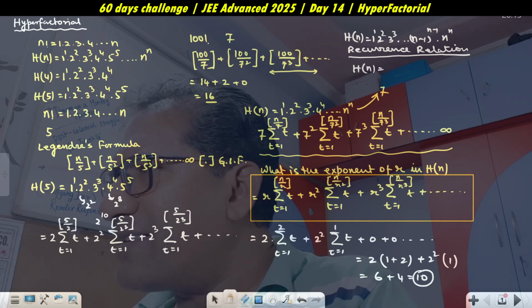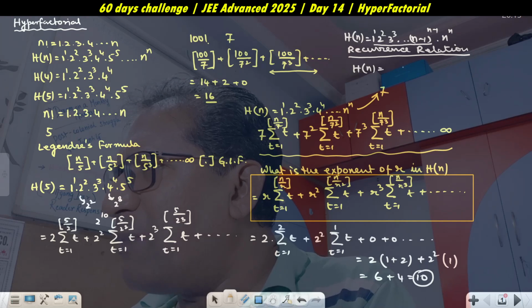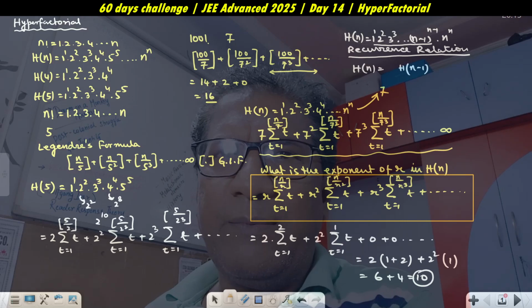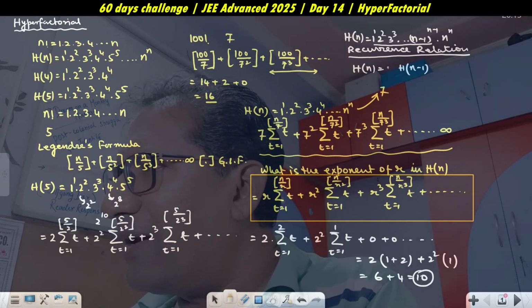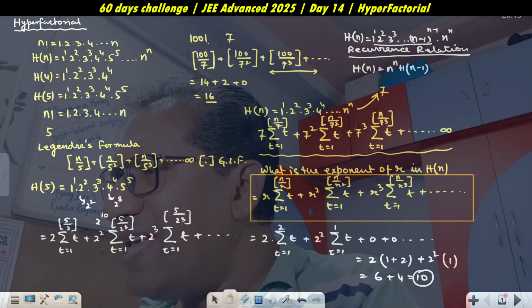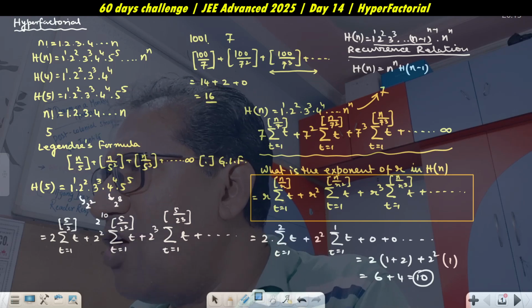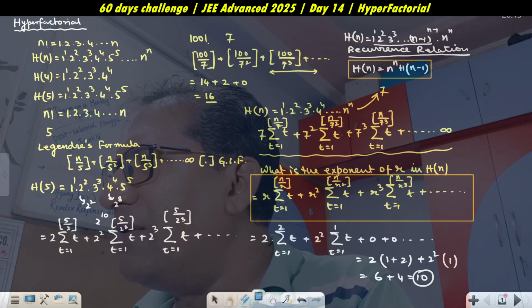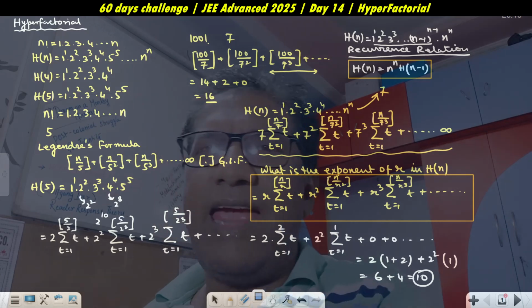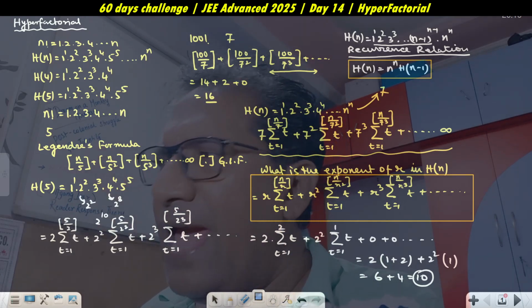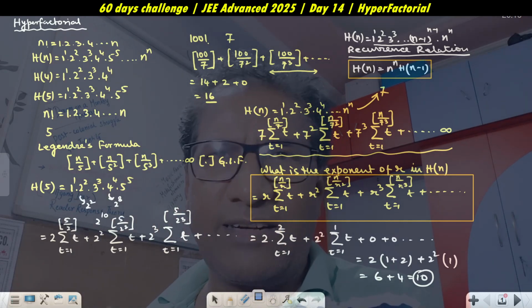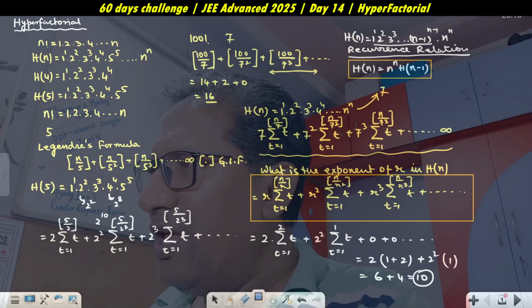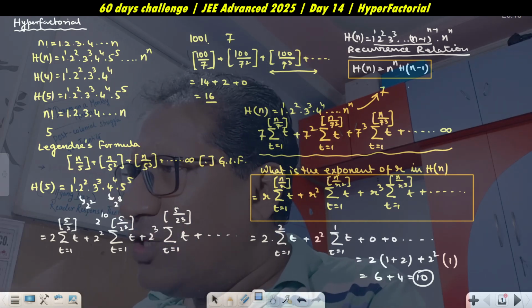Hn can be written as, look at this carefully, this is basically the hyperfactorial of n minus 1, and n to the power n is there. So this is the recurrence relation of hyperfactorial. Hn is n to the power n, Hn minus 1. Is it clear to all? Absolutely. Okay, so we can do one thing.